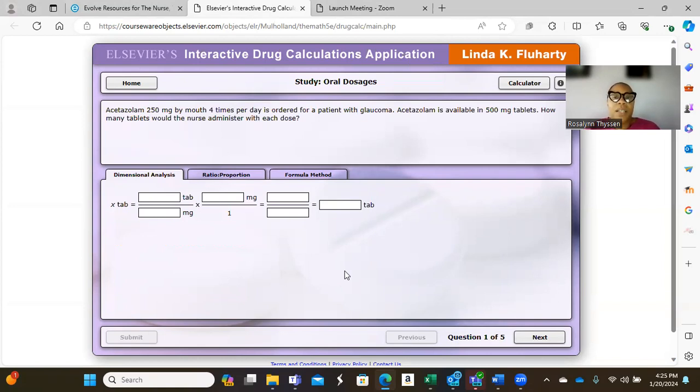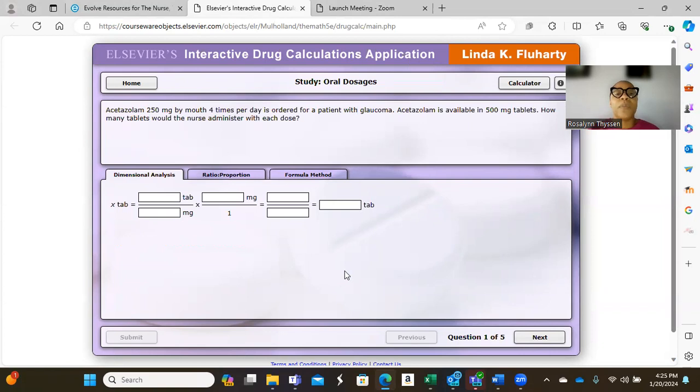So remember, anytime we are doing dimensional analysis, just putting a spin on it using the Thyssen method, we want to ask ourselves 3 questions. The first one is, what am I looking for? The second one is, what do I know? The third question is, what do I need? All you need is those 3 questions, and you can answer any dosage calculation problem, okay?